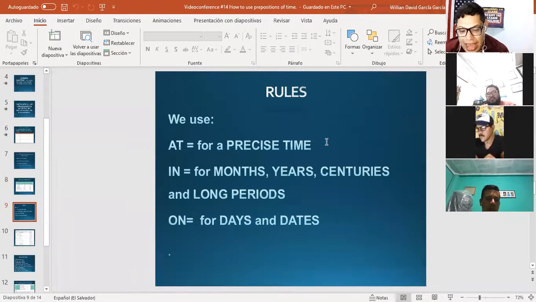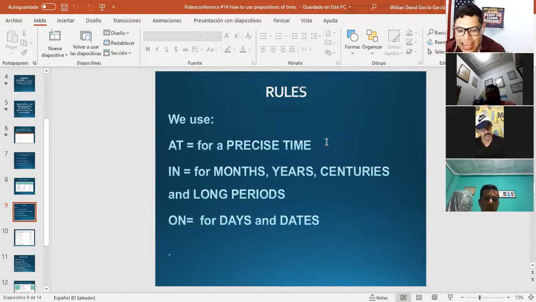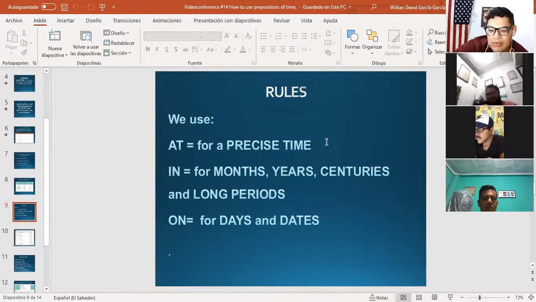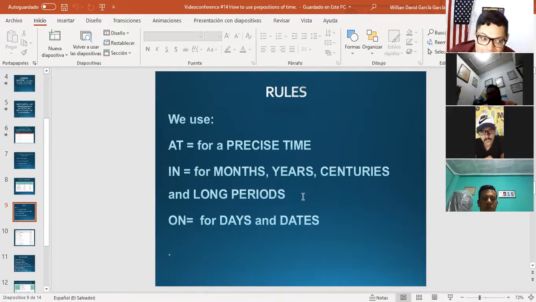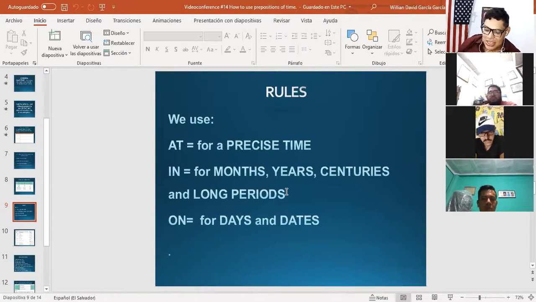Y teníamos rules: at for a precise time, at para un tiempo preciso, es decir, para una hora, para una actividad. Tengo que hacer esto a las tres, entonces nos daba un tiempo preciso, específico. In, for months, years, centuries, and long periods, right? In January, in March, in April, in June, in 2 years, in 3 years, in 5 years, in the first century, in the second century, in long periods, in the morning, in the afternoon, in the evening.